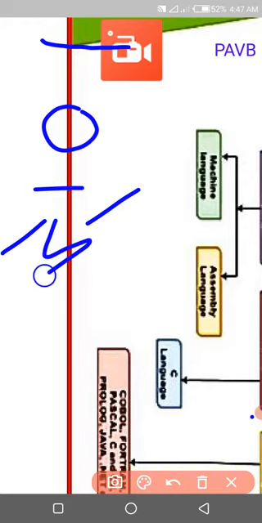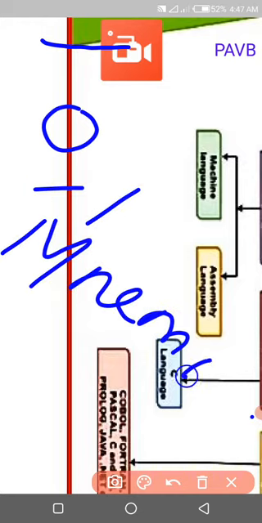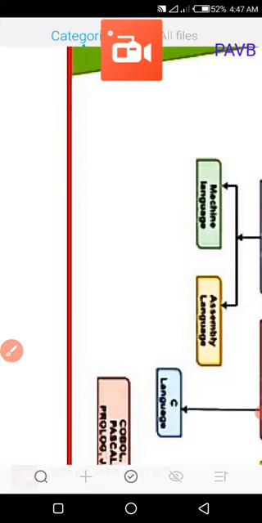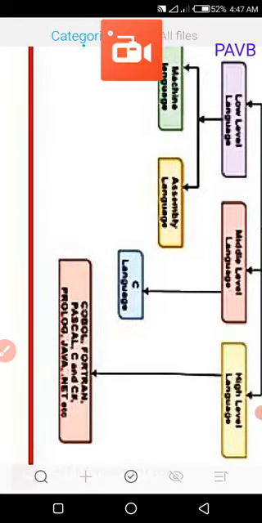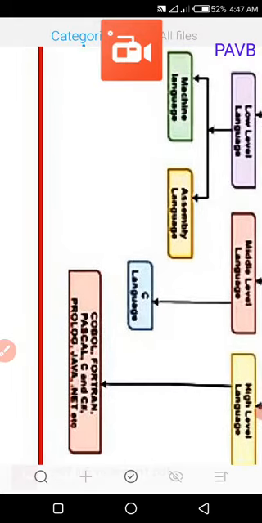Assembly language is written in mnemonics code. Next, the middle language is C. C is intermediate between the low level language and high level language, so it is called a middle language. Some basic high level languages are written in English statements, for example COBOL, Fortran, Pascal, C, C++, C Hash, Prolog, Java, .NET, etc.